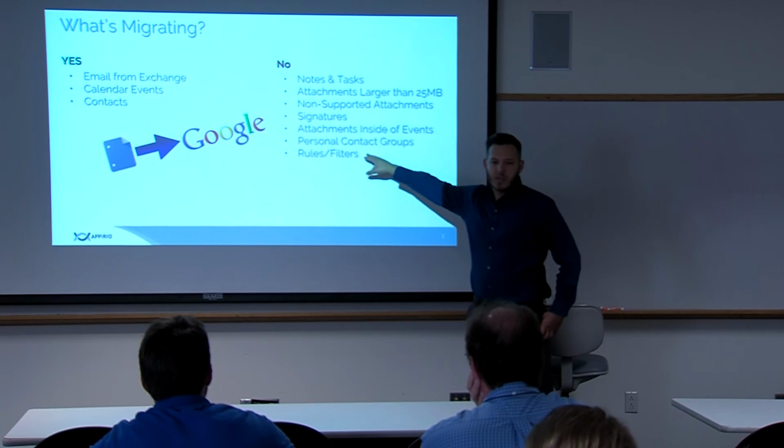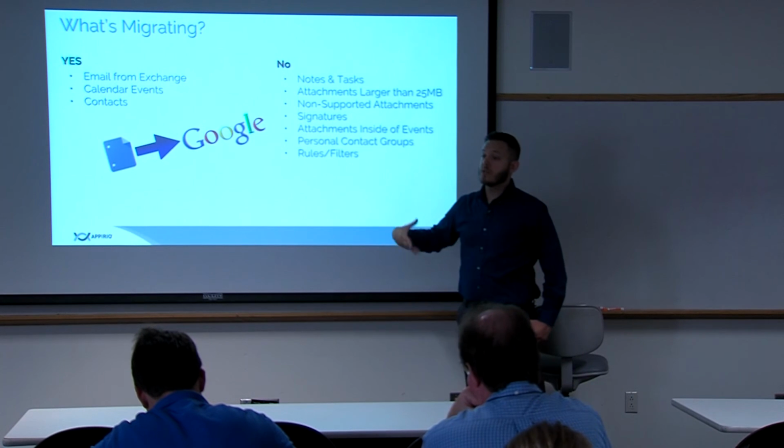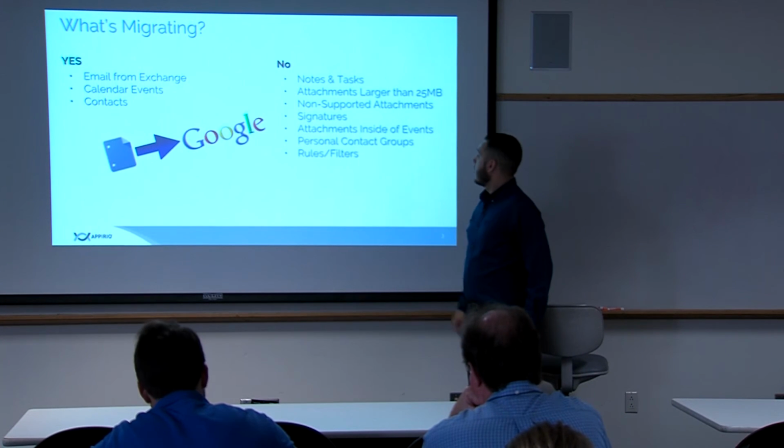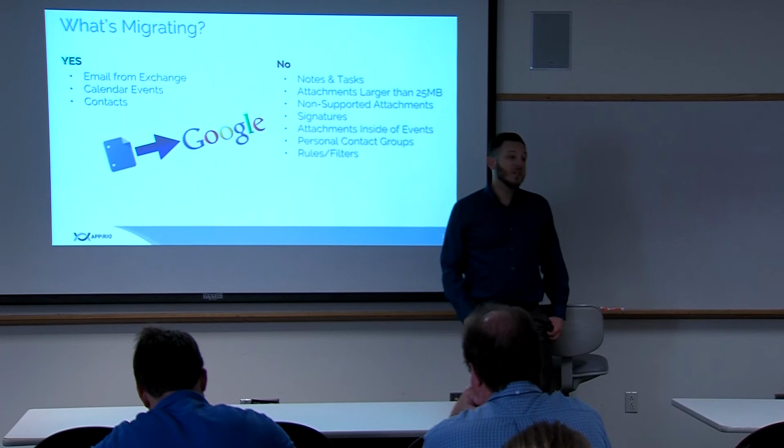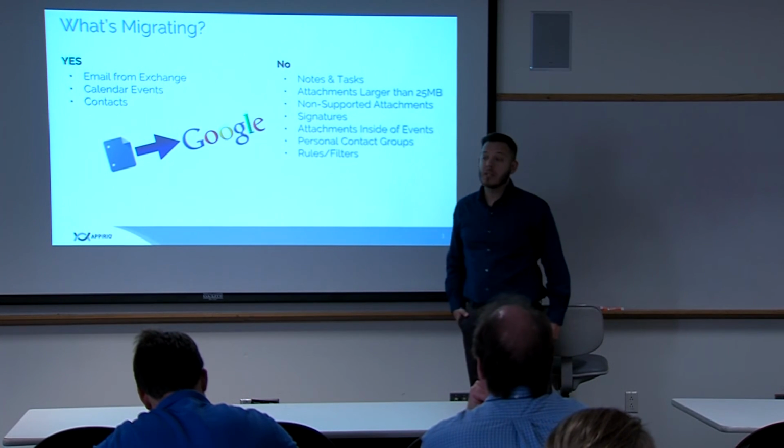Rules and your filters when it comes to mail. That's the other mail item. You will need to recreate your rules and your filters that you may have had. When it comes to calendars, we did not migrate the attachments. Google handles calendar attachments a little bit differently. We'll take a look at that later.